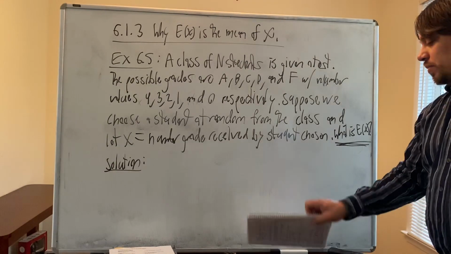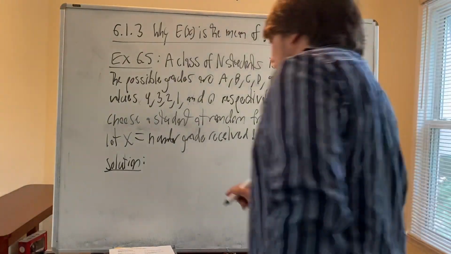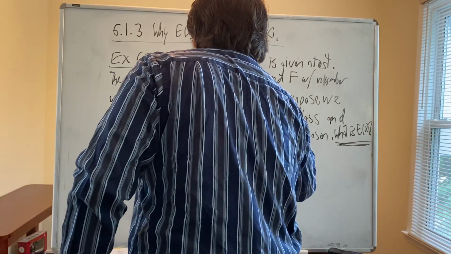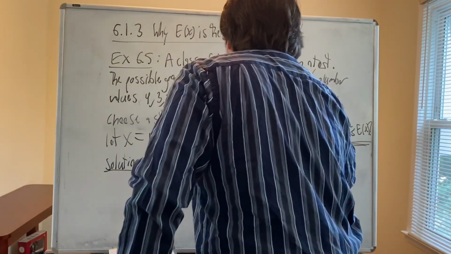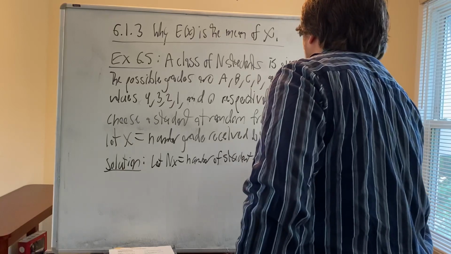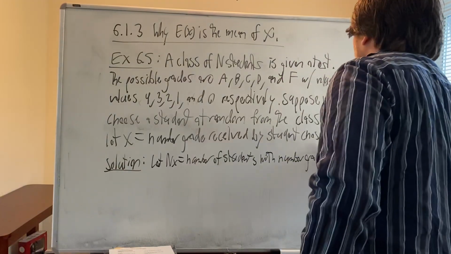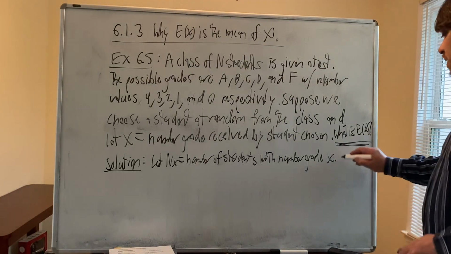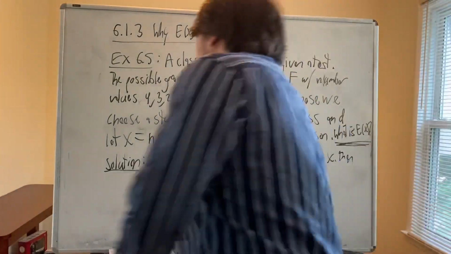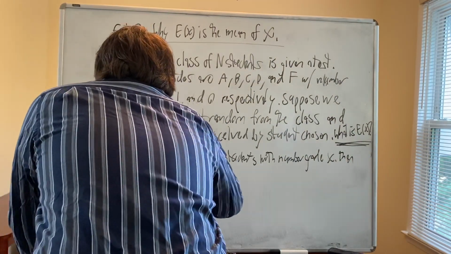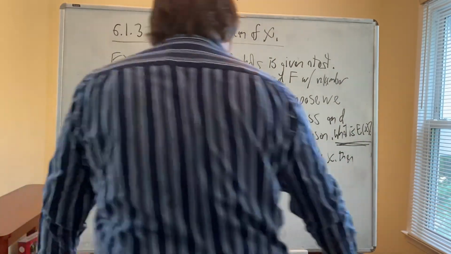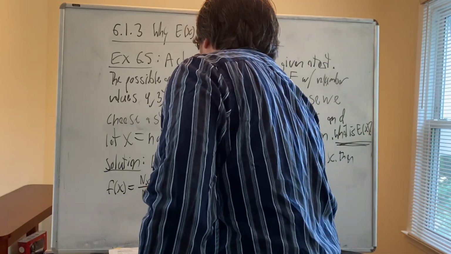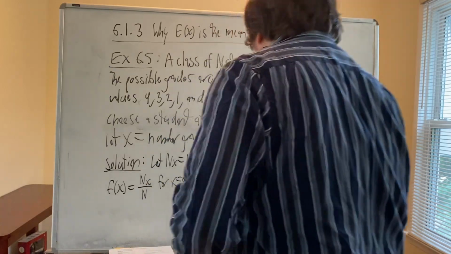Okay, and so let's find it. Let capital N sub x equal the number of students with number grade little x. Then little f of x is n sub x over capital N, for little x equal to 0, 1, 2, 3, 4.